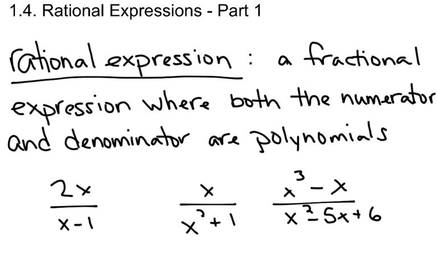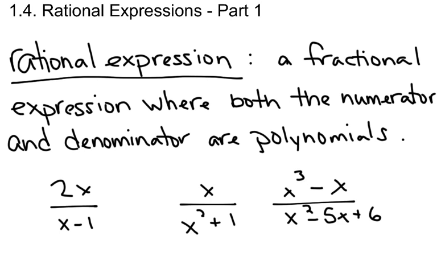In this particular section, we're going to talk about working with something called rational expressions. A rational expression is a fractional expression where both the numerator and denominator are polynomials. Now, there doesn't necessarily need to be a variable in the numerator and denominator, as long as the expressions in both the numerator and denominator are considered polynomials. So 2x over x minus 1 is a rational expression.